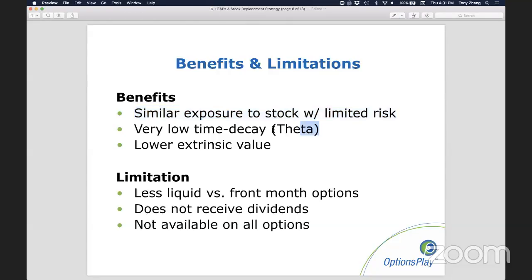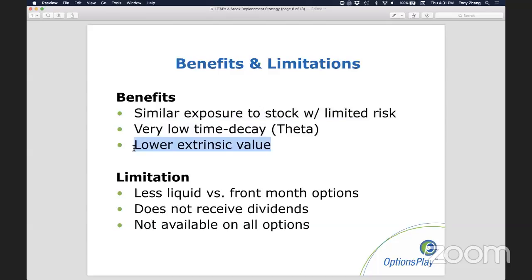Second of all, the reason that we use leaps instead of shorter dated options is really because leaps give you very low time decay. Time decay, or theta, is what's working against you when you're buying an option. When you buy a leap, that theta is very, very low. That means you're less time sensitive owning that call versus buying a short-term call. And you typically pay very low extrinsic value. That's the time value that we're talking about.